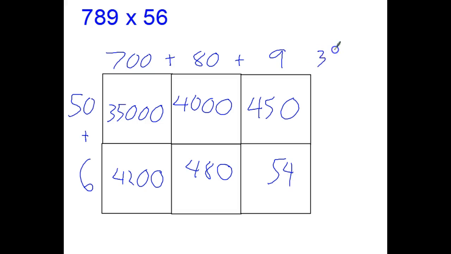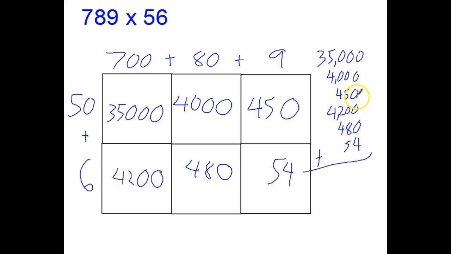Let's add them up. 35,000, 4,000, 450, 4,200, 480, 54. In my ones column, I have a 4. In my tens column, 5, 13, 18. Hundreds column, 1, 5, 7, 11. Thousands, 6, 10, 14. And in my 10,000s, just a 4, 44,184.